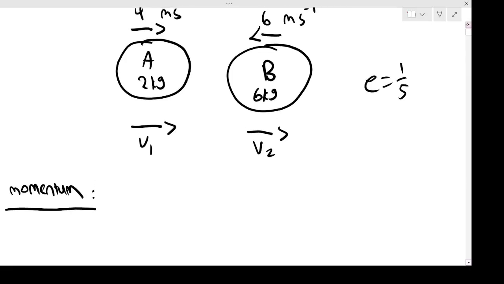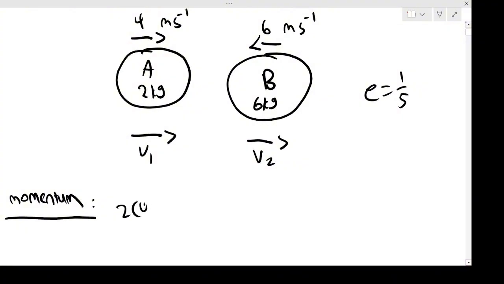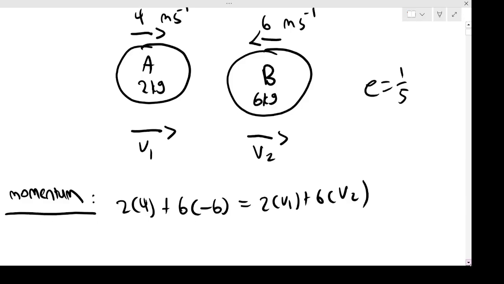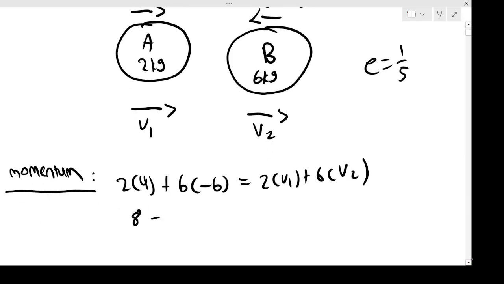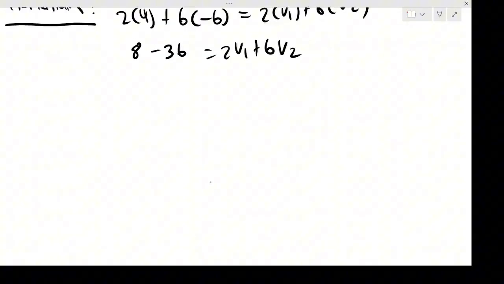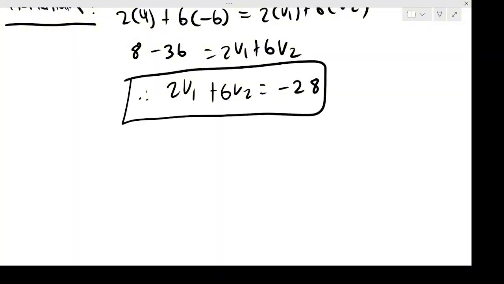So firstly for A, the mass is 2 lots of the initial speed 4. And then for B, it's 6, and then it'd be minus 6 because the velocity is negative, because it's going in the negative direction. So it's minus 6 to account for the negative direction. That's going to be 2 lots of V1 and then 6 lots of V2. If I simplify, I get 8 minus 36 is 2V1 add 6V2. And so this simplifies to 2V1 add 6V2 to be minus 28. And that's my first equation there.